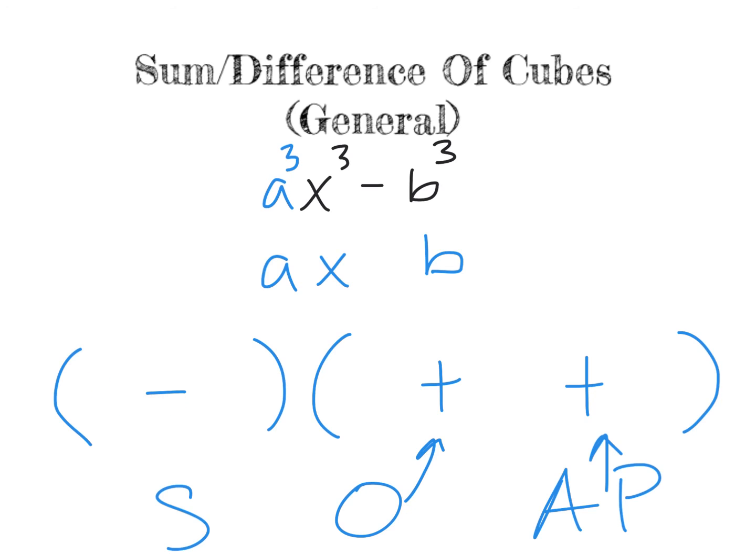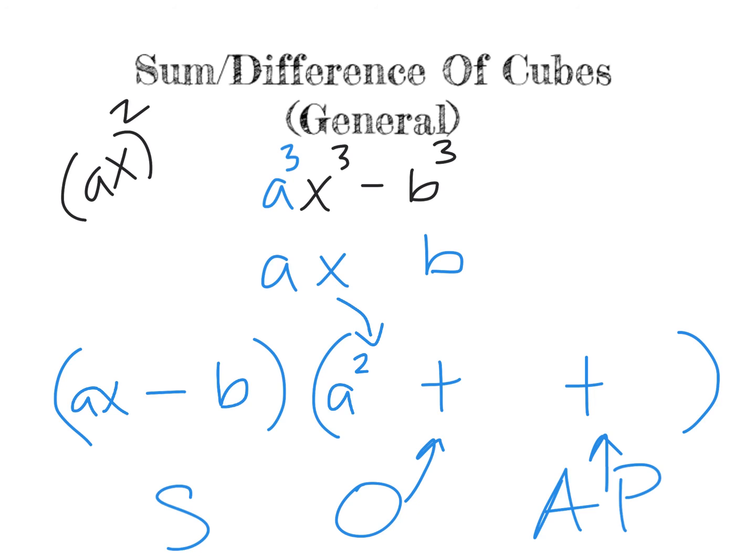So on the first factor, I'm going to plug in the cube roots that I found. So I'm going to plug in ax and b. The next factors are the ones where we actually do some math. So here I'm going to square this first term. Squaring this first term means I have to multiply it by itself twice. If I'm squaring it, that means that I'm going to have a squared and an x squared. I'm going to do something similar to the back. I square the last term, which gives me b squared.